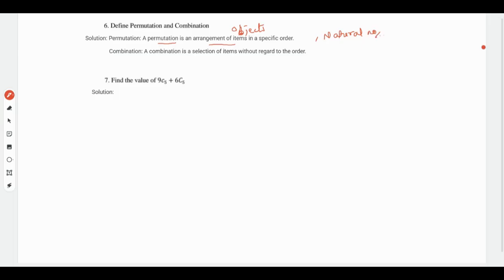Then combination is the selection of objects or items without any arrangement, without any order. For example, the selection of stars in the galaxy. It is a combination where there is no arrangement, but we can take the selection of the stars which are present in the galaxy.